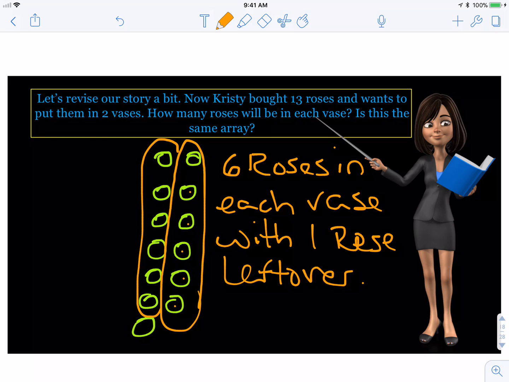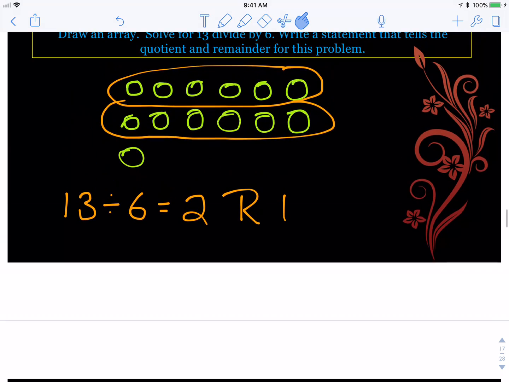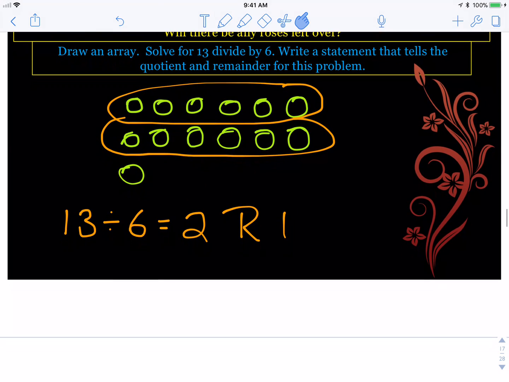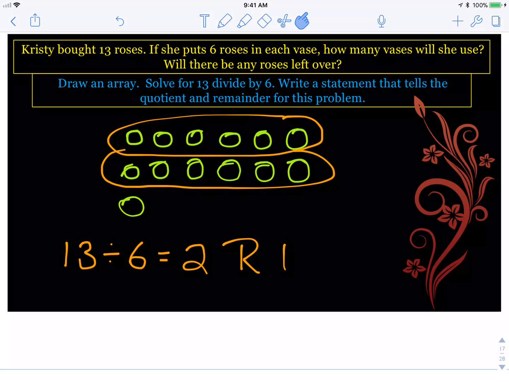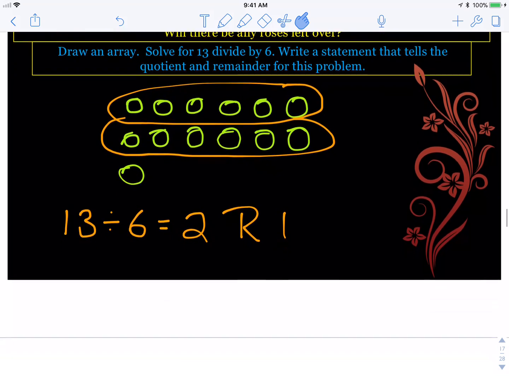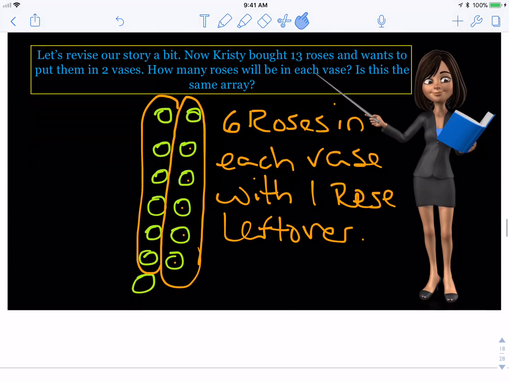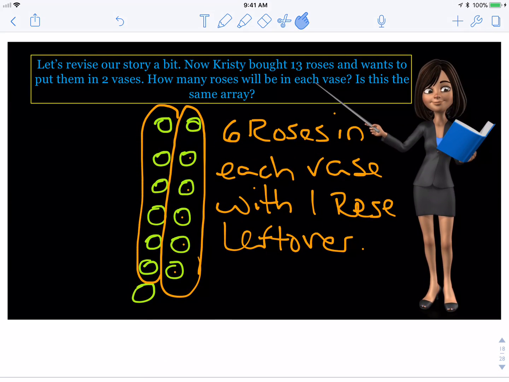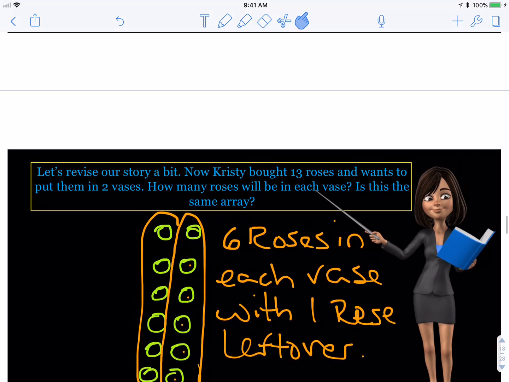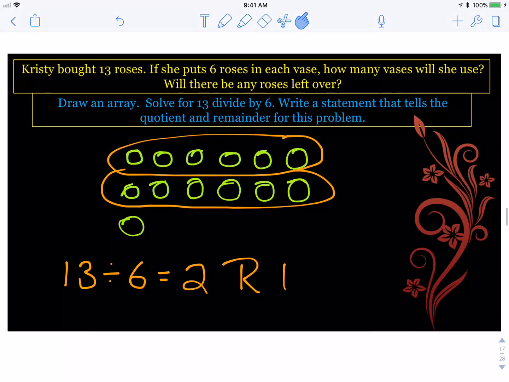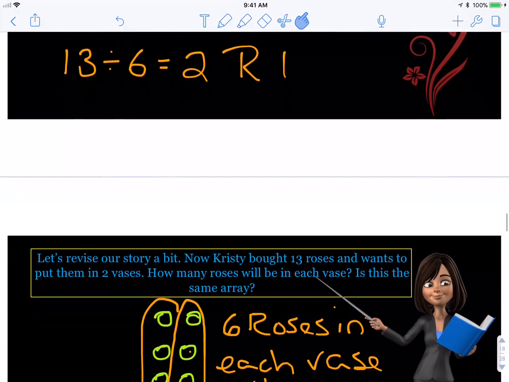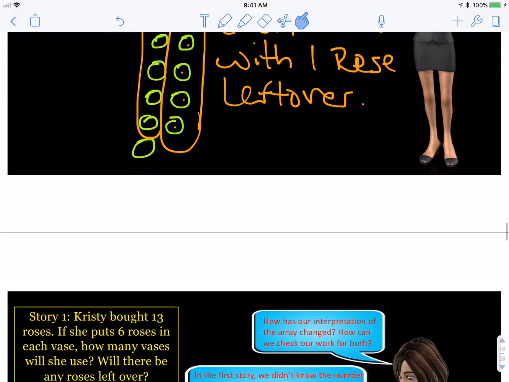Is this the same array? Well, let's look. It is the same, but one is vertical and the other is horizontal because you're using a different number sentence. But do you have the same answer? Yes. You still get 13 roses. But in this case, you have 6 roses in each vase. In the other case, you have 2 vases with 1 left over.